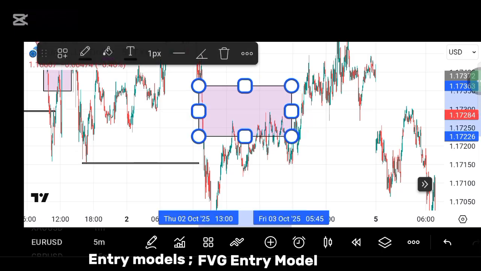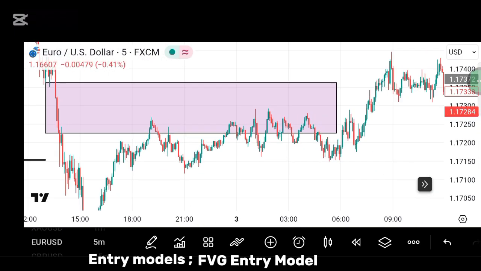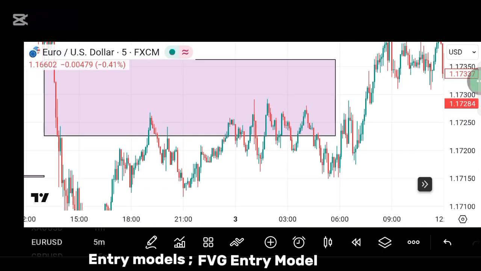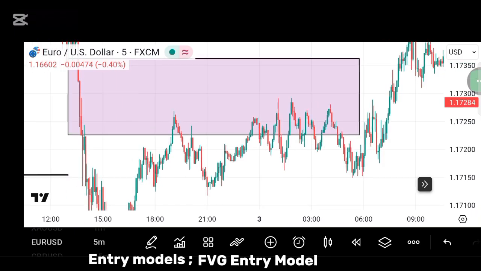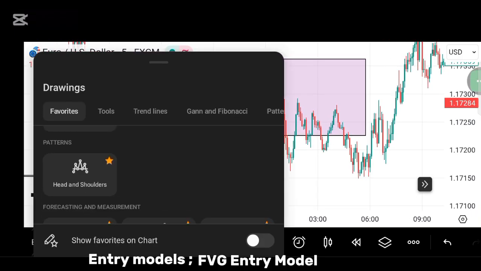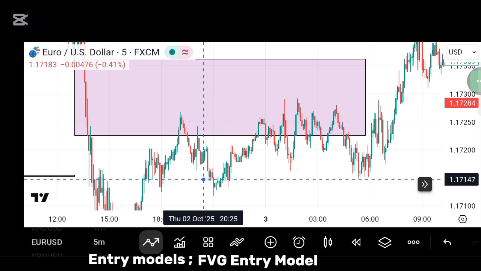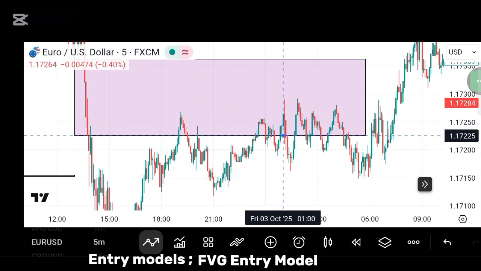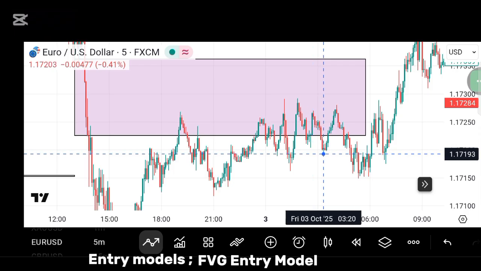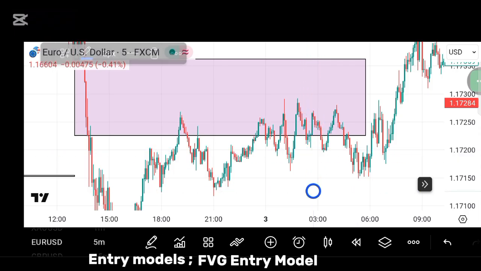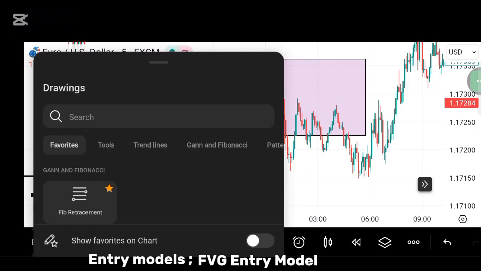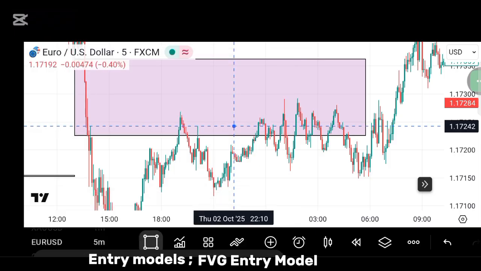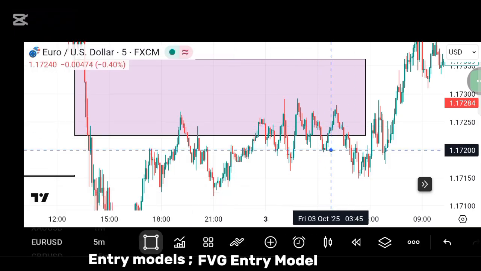If I zoom in, you can see how the price action is here. Even if I had entered, where did we have a shift in market structure? When price first came into the fair value gap, there was no shift in market structure. So this was where we had the shift in market structure. Let me draw it out. This is where we had the shift in market structure, around this level here.